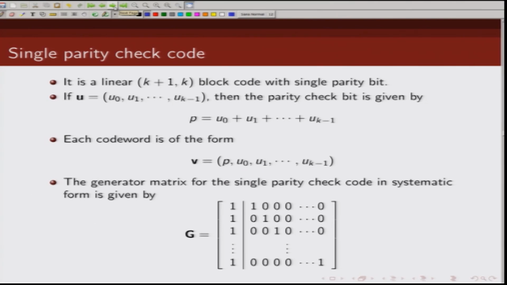So, I can write the same thing in the form of a generator matrix. As we know, our coded sequence can be written as input times generator matrix. You can see the first bit is a parity bit, which is the sum of all ui's. So, the first column will be all ones, and then this will be an identity matrix, because the second bit is u0, the third bit is u1, u2 and so on. So, this is an identity matrix. Okay.